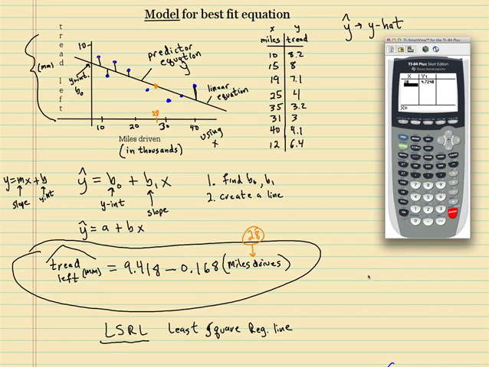So if you drive 28,000 miles, you could expect approximately 4.7248 tread left on your tire. Okay, so we made a prediction from a model that we built from data of 1, 2, 3, 4, 5, 6, 7, 8 data points.